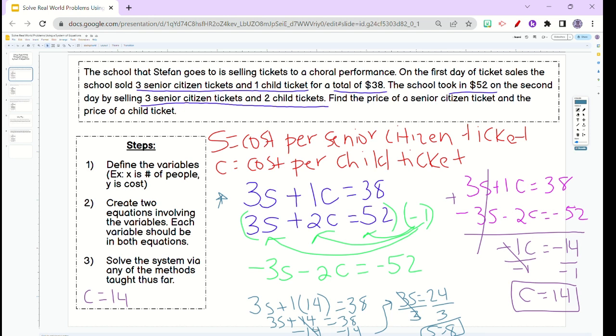All right, so we know our child's tickets cost $14, and now we know that our senior citizen tickets cost $8. And that is how you solve. So let's look at the next example.